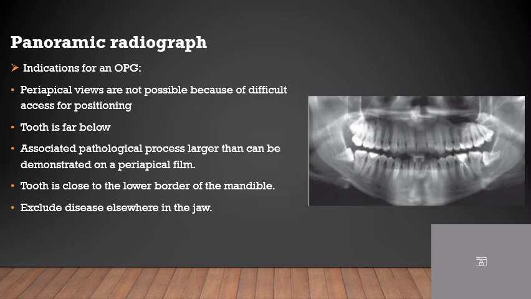It is indicated when a periapical film may not be possible because of the difficulty in access and positioning, and when an associated pathological process larger than that can be demonstrated in the periapical film is suspected in the mandible. And in case of any associated pathology, be it a cyst or tumor, any of the associated factors which cannot be captured in a normal intraoral periapical radiograph, OPG is indicated in those conditions.